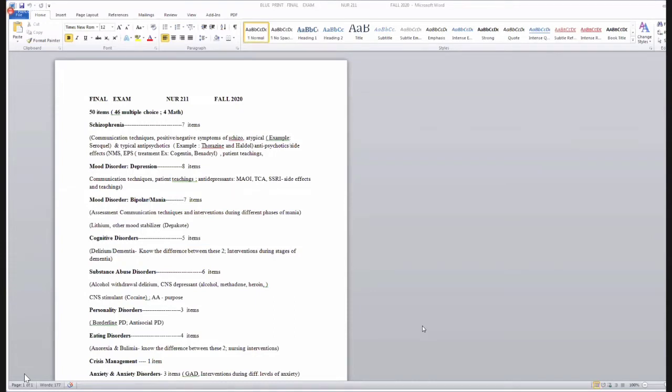So my CNS depressant is of course alcohol. Alcohol is my CNS depressant. I gave you some of the things that you need to look for. Heroin, heroin intoxication, you have to know. I think one of my select all that apply is heroin and heroin intoxication. You have to know what is the manifestation of heroin intoxication.